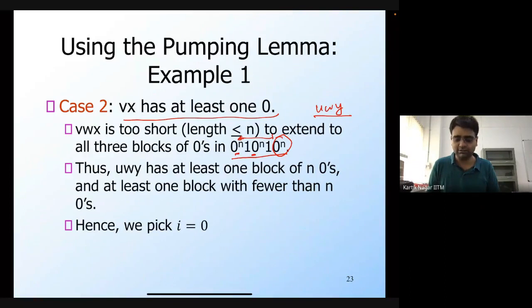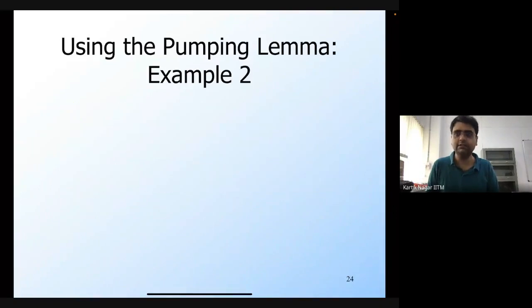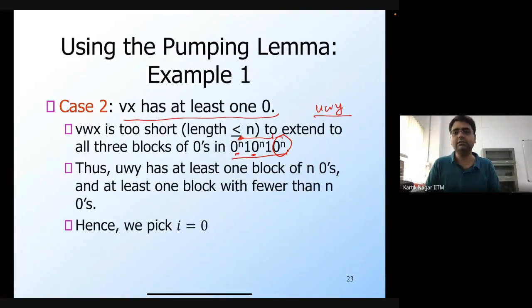So I can pick i equal to 0, which means that no matter what the daemon picks, I have a winning strategy. I can always pick i equal to 0, and the resulting string won't be in the language. So that's why this particular language is not a CFL, right? Okay, so are there any questions regarding this example?